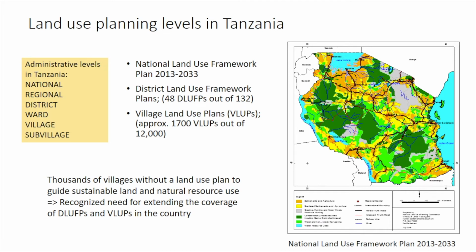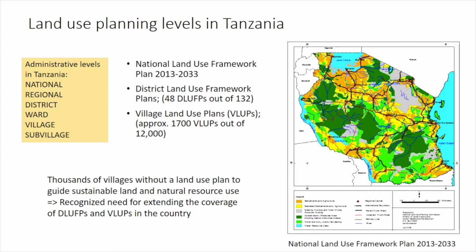Since we focus on land use planning, I talk first a little bit about the land use planning system in Tanzania. Tanzania has 6 administrative levels. They have national, regional, district, ward, village, and sub-village levels.